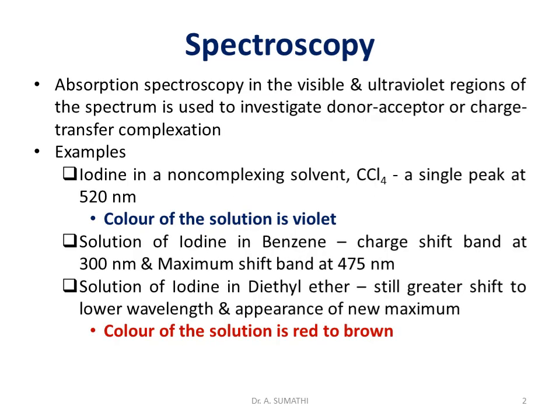Spectroscopy, which is nothing but absorption spectroscopy. Absorption spectroscopy again includes the visible and ultraviolet regions. As you all know, 200 to 400 nanometer and 400 to 800 nanometer. This is the region which is used to analyze the spectrum, and using this, we can investigate the donor acceptor or charge transfer present in the complex process.